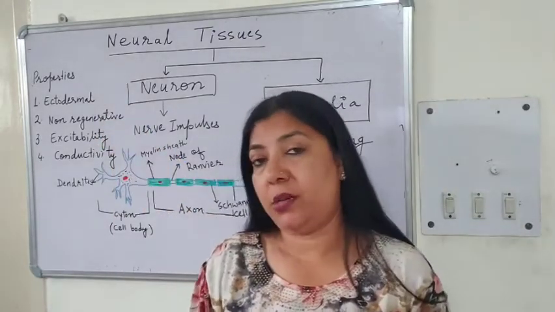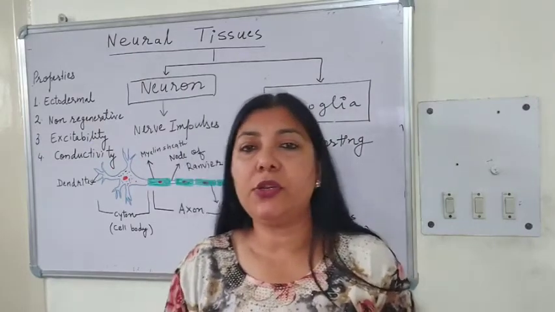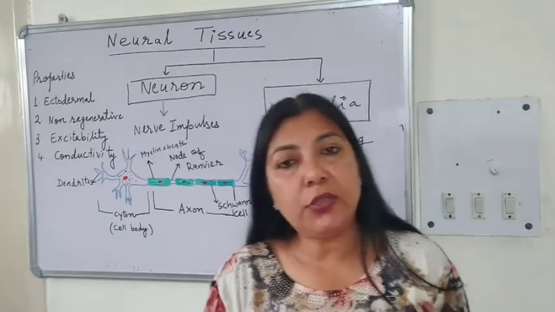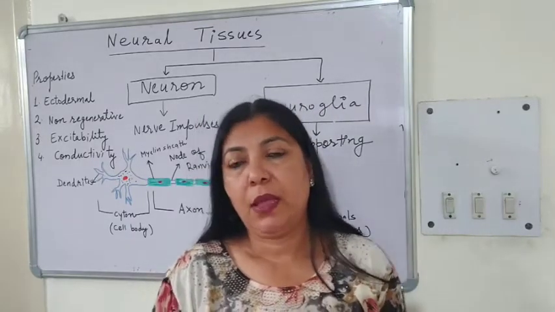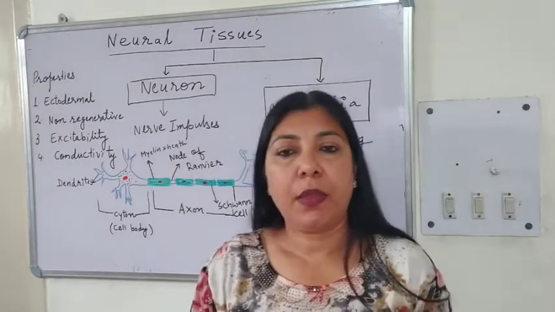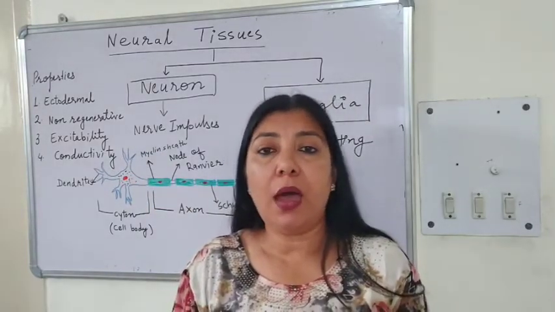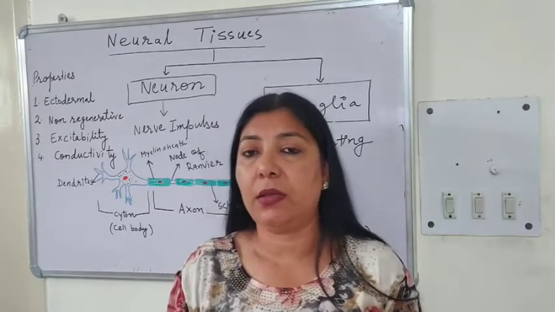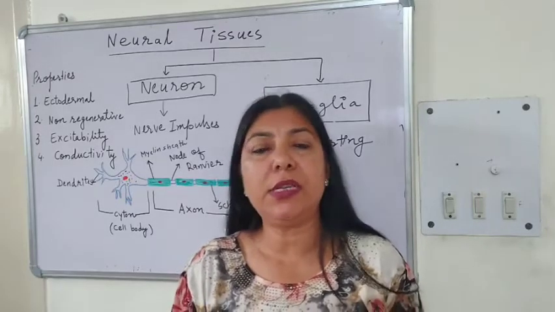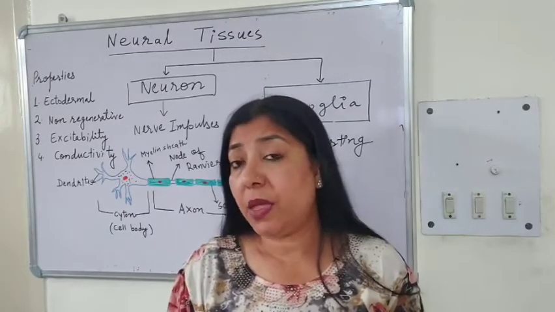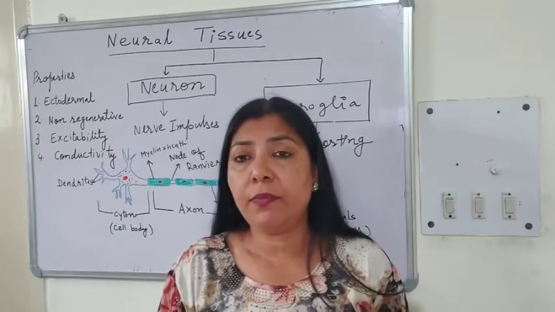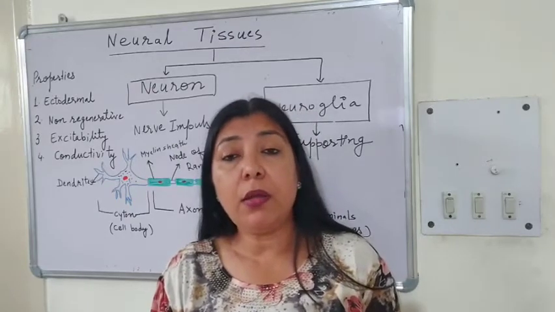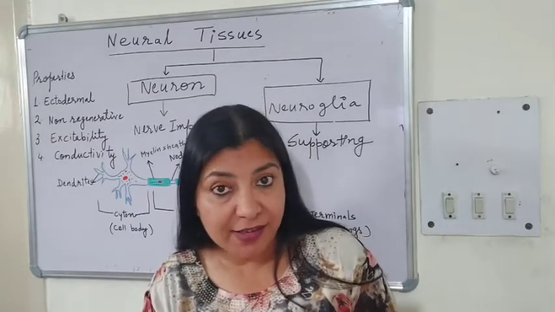First, origin. All the neural tissues originate only from ectoderm. They are ectodermal in origin. Then the second property, all the neural tissues are non-regenerative, or you can say they are amitotic. They never perform mitosis, but they have another very unique feature. They have a very long life. You know, one neuron may have a life of up to 100 years.